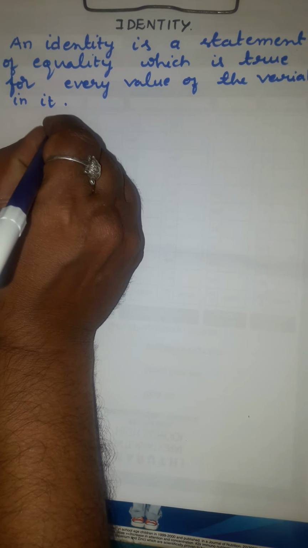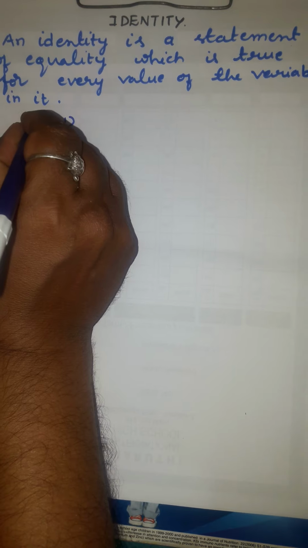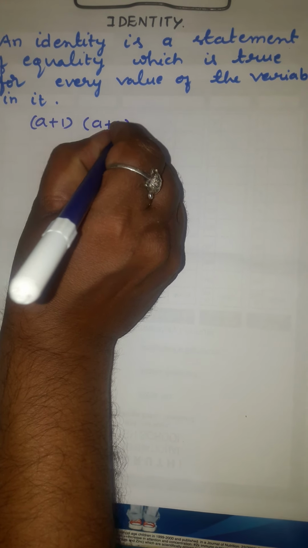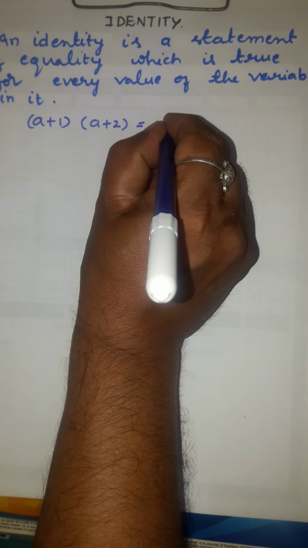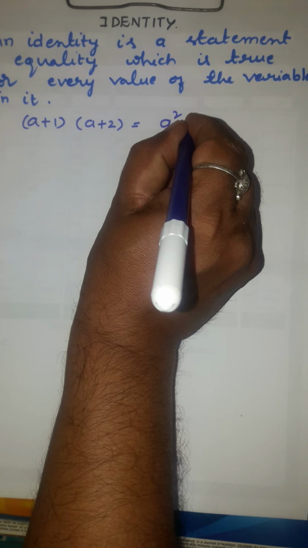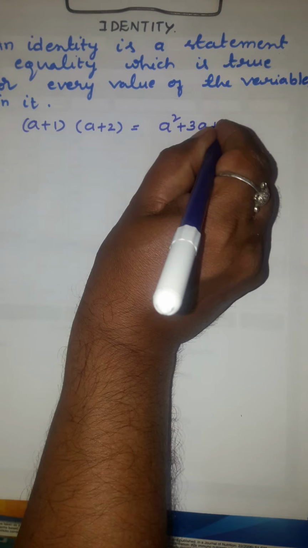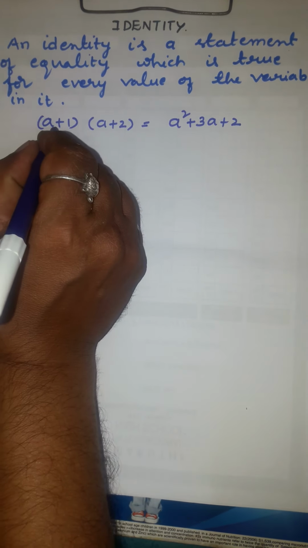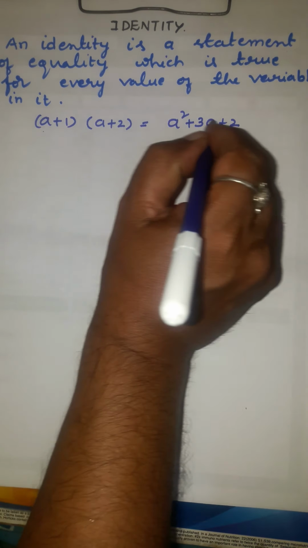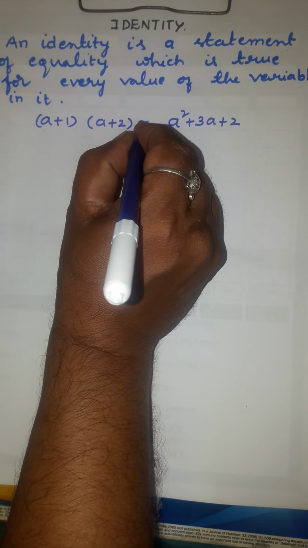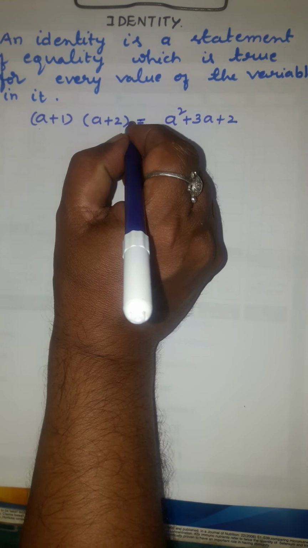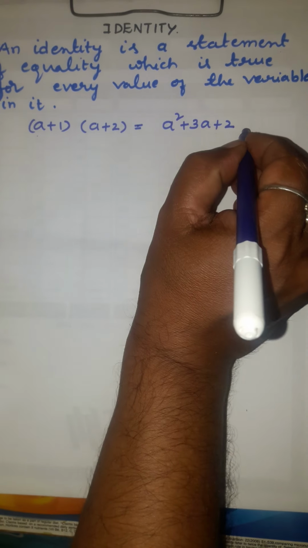So a plus 1, a plus 2. When we multiply a plus 1 by a plus 2, we are going to get the product a square plus 3a plus 2. This is a statement of equality. On the left hand side you find an expression, and on the right hand side you find an expression. In between you find the equal sign. Now this is an identity.